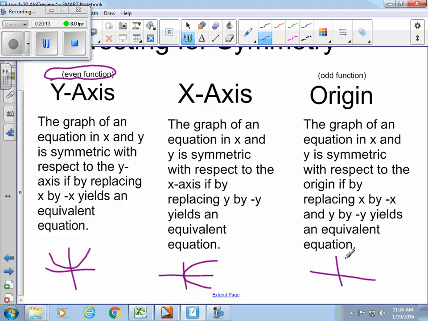Origin symmetry, you replace both the x and the y, because a positive x gives you a positive y, a negative x gives you a negative y. Those should give you the same equation. Origin symmetry functions are called odd functions. Those two words, even and odd functions, come up in calculus occasionally, and they expect that you know what they mean. Mainly, make sure you know that even functions have y-axis symmetry. Make sure you know that odd functions have origin symmetry.